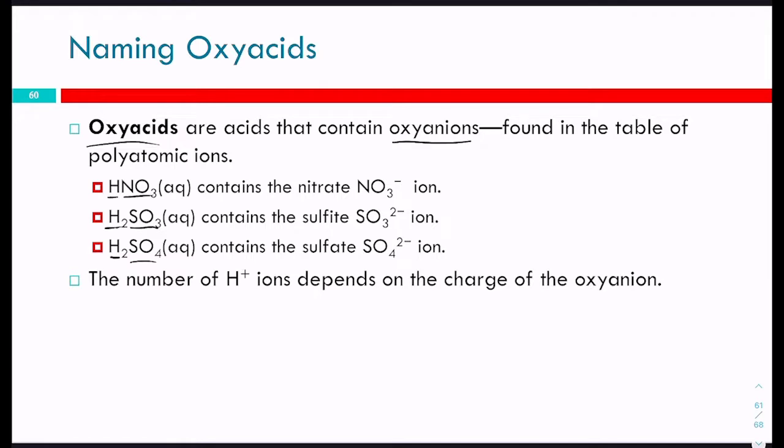So sulfite has a 2- charge. It'll have 2 hydrogens. Sulfate also has a 2- charge. It has 2 hydrogens. Another one is phosphate, which has a 3- charge. So that will have 3 hydrogens. So that part's easy enough.